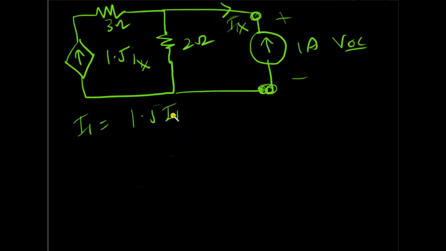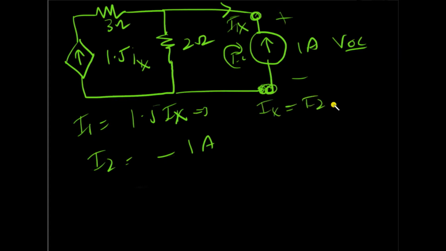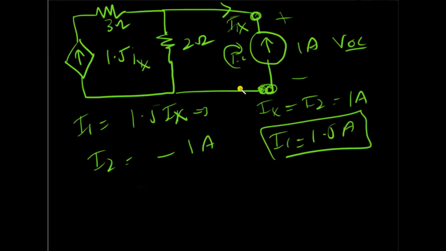So I1 would be 1.5 Ix, and I2 would be equal to minus 1 amp, because this I2 is this current. Ix is clearly in the direction of I2, so Ix would be I2, and that would be 1 amp. So I1 would be 1.5 amps. So these are the currents that I get.